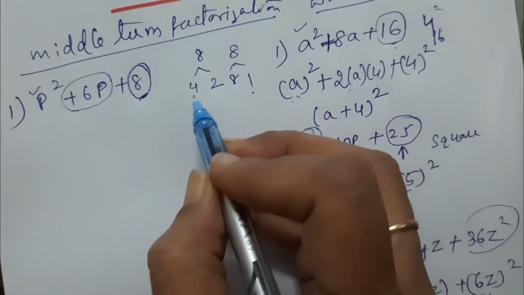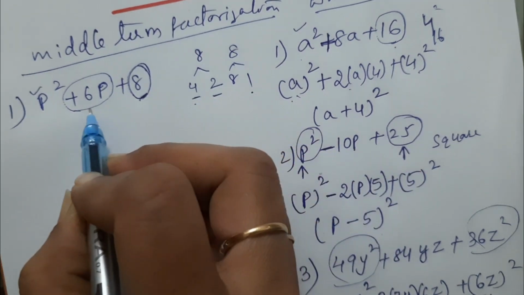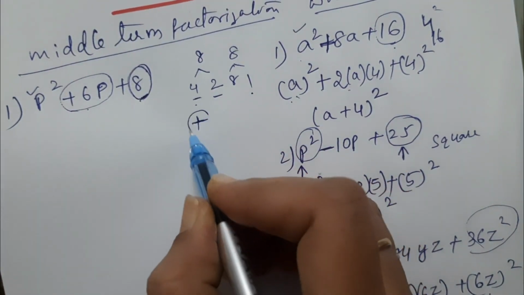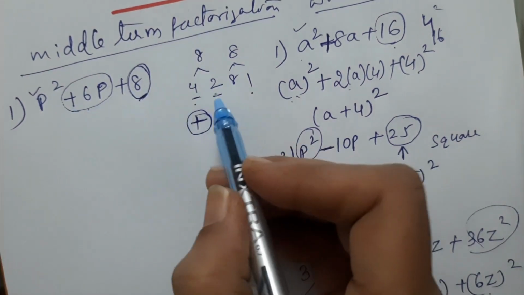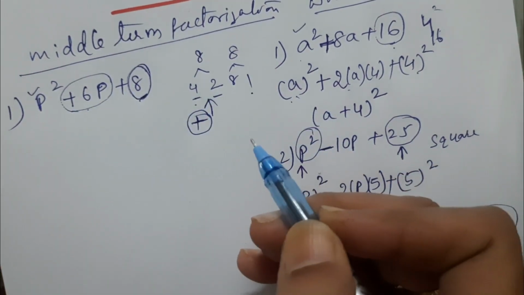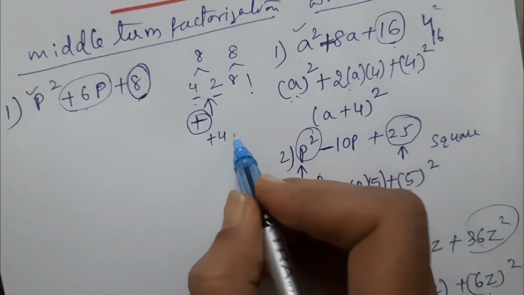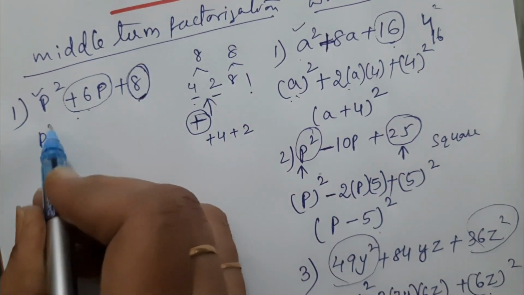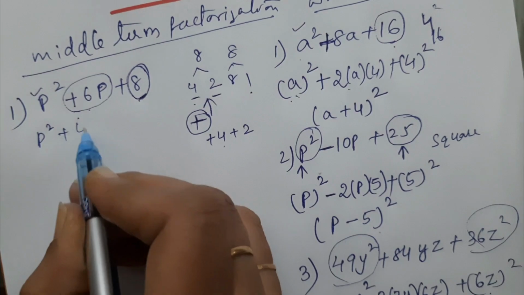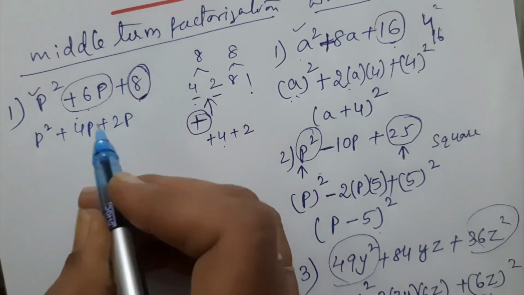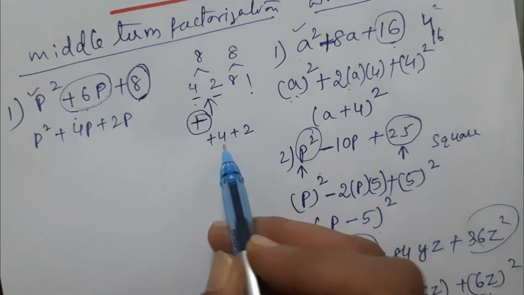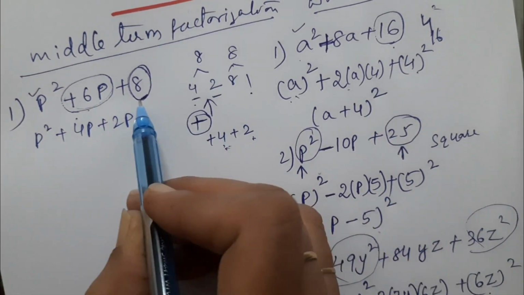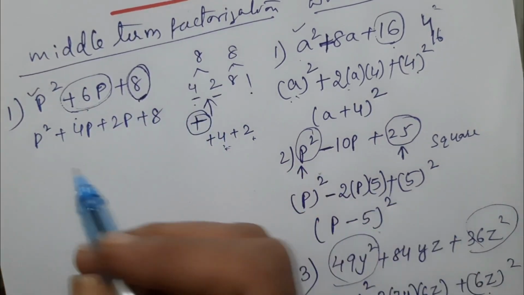So here by adding 4 and 2 we get 6. If we get it by addition, then we give the sign of the question to both the numbers. In the question a plus sign is there, so we replace 6 with 4p plus 2p, as 4 plus 2 is 6 and 4 2s are 8. Now write down 8 as it is.